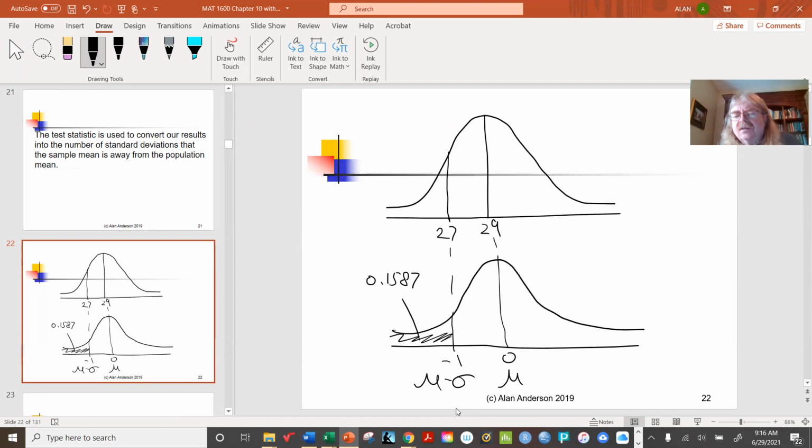So what we're going to do is create this test statistic, which converts our results into standard deviations, and then we'll compare them to a benchmark, which is known as a critical value, before we make our decision. All right, so let's go through the calculations and then we'll tie it all together and see what this actually means.